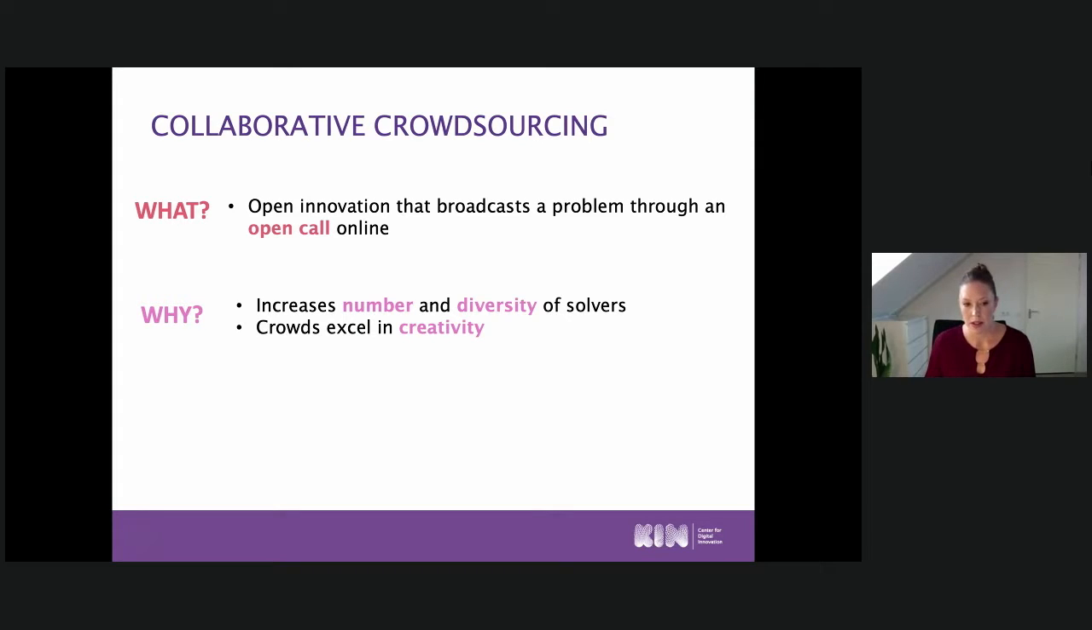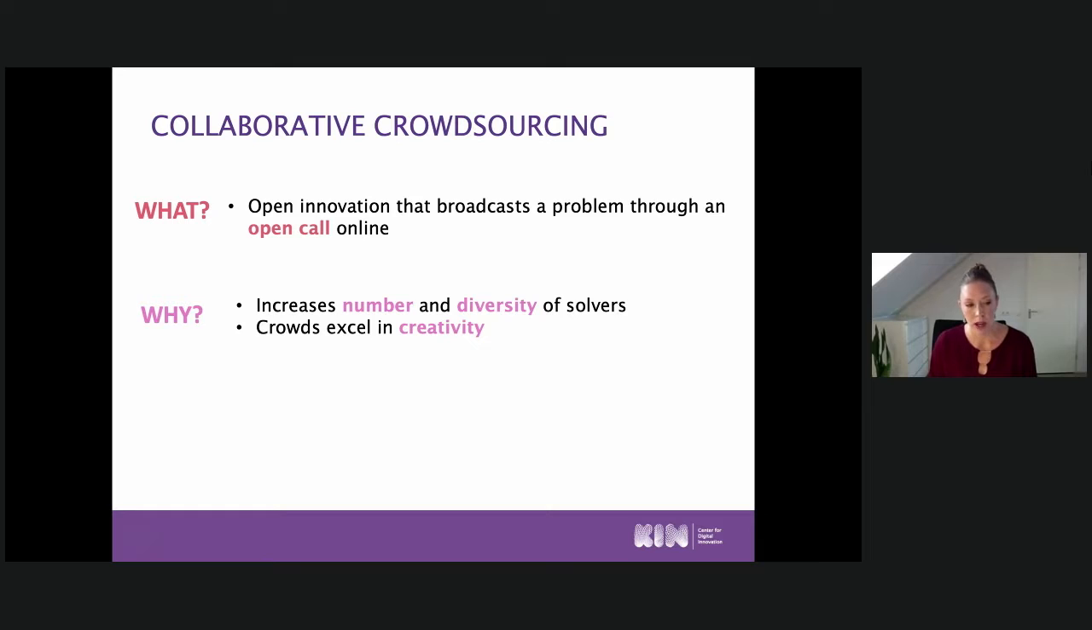What we know is that crowds tend to do really well when it comes to creativity. They are able to have outside-the-box ideas, which is an advantage because sometimes when we're an industry expert, we may have blinders on because of the knowledge that we have of our industry. So crowdsourcing is really good for tapping into this creativity.